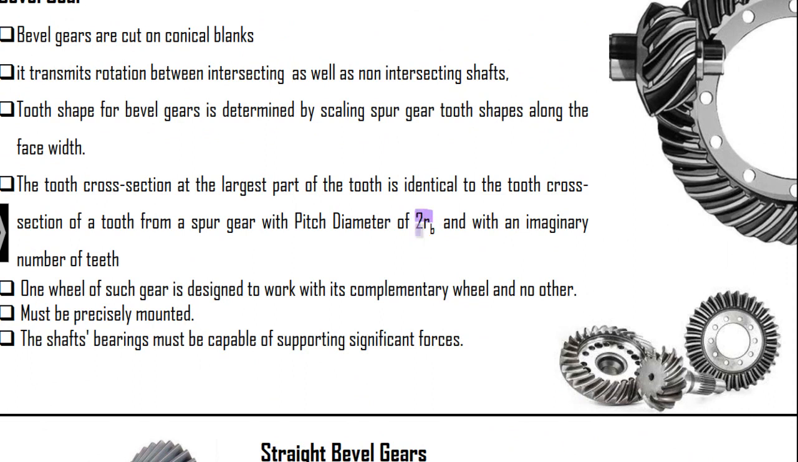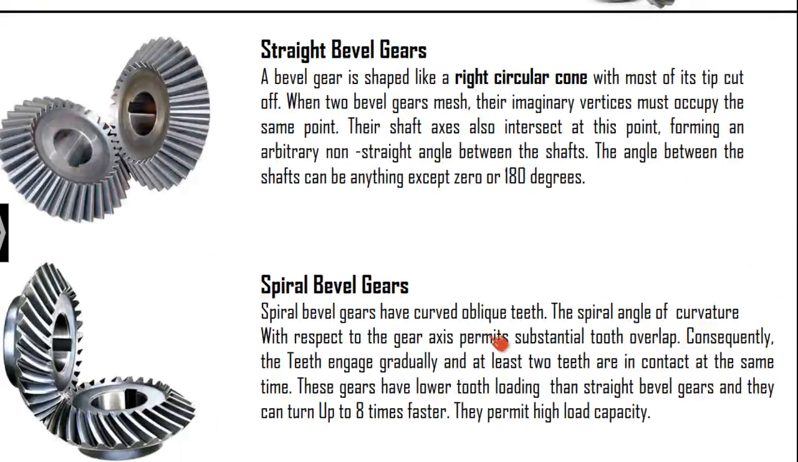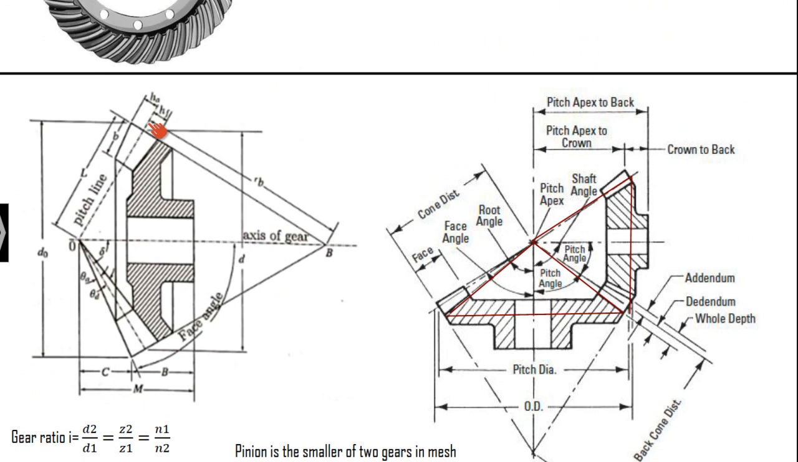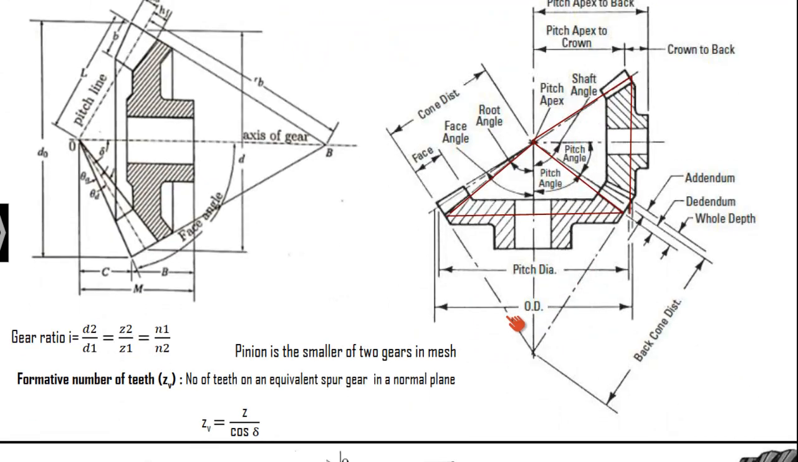This 2 RB, RB is nothing but the back cone distance, and at this point RB we are defining an equivalent spur gear. That is one of the most important points that you have to keep in your mind, that we are considering an equivalent spur gear for the design of this bevel gear, and that equivalent spur gear is considered at a distance RB from the point B, and this is called the pitch diameter.